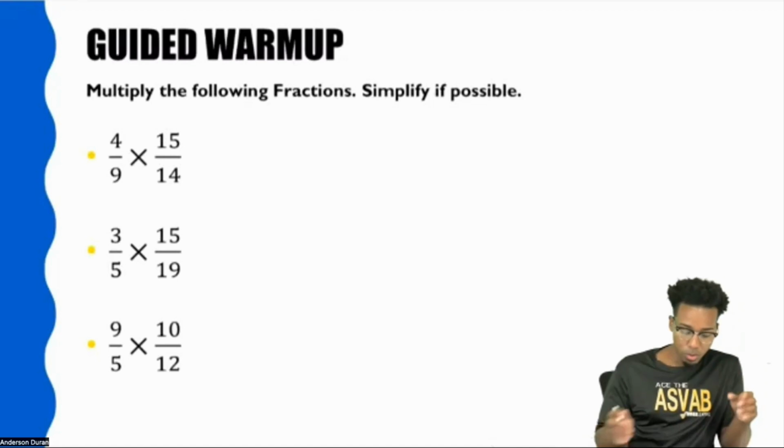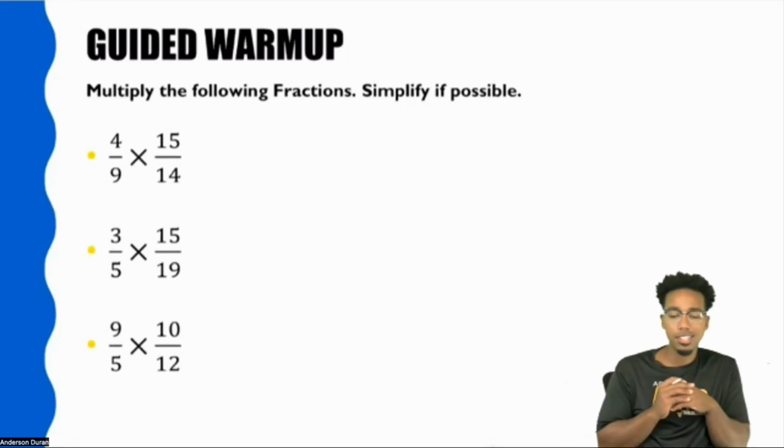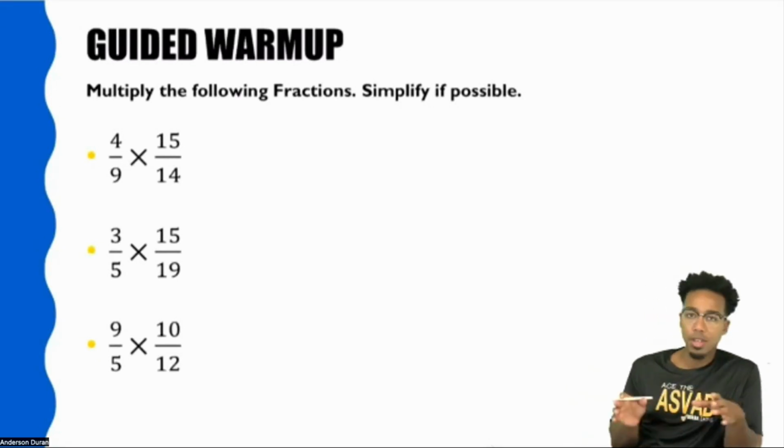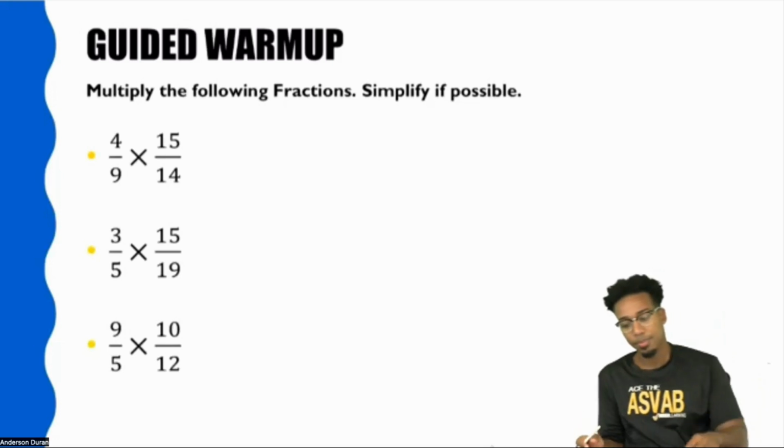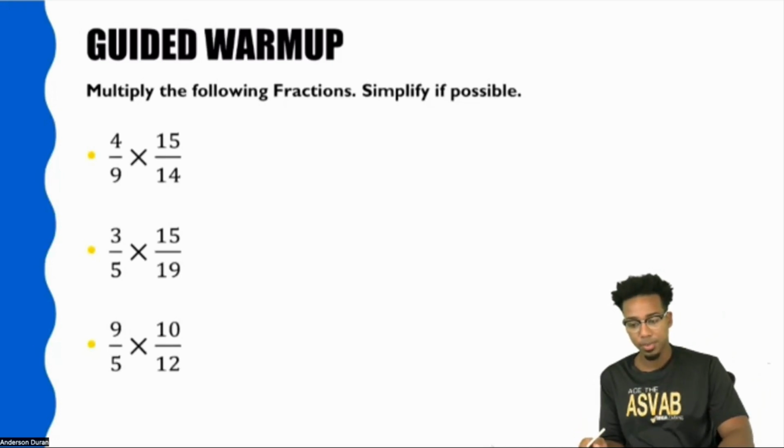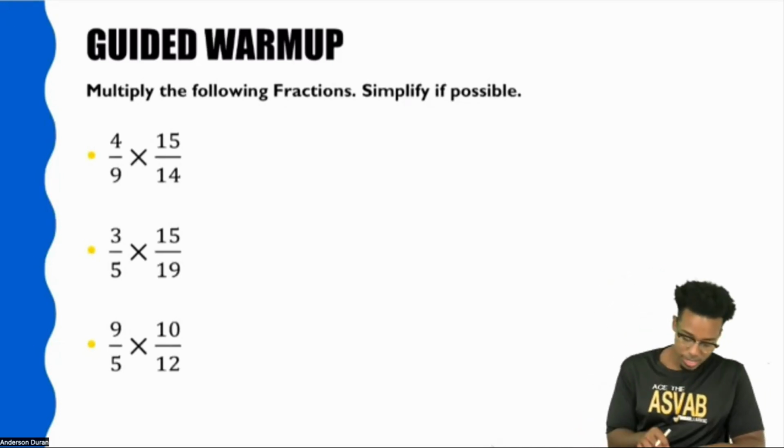So when it comes to multiplying fractions, again, the idea is very simple. Just multiply the numerators, multiply the denominators, and then that's it. Simplify if you need to. So with that said, let's go ahead and try these out.